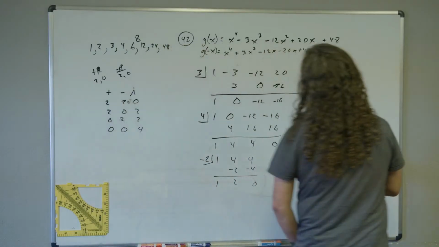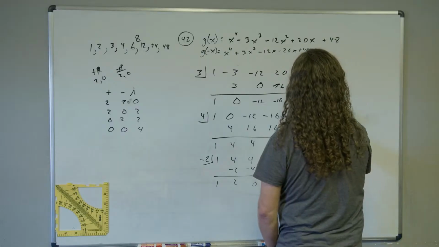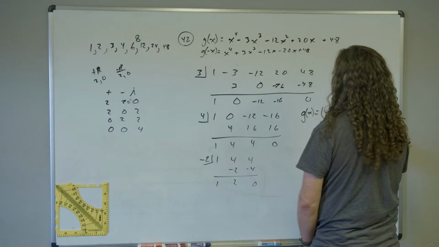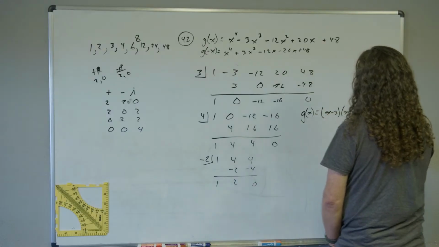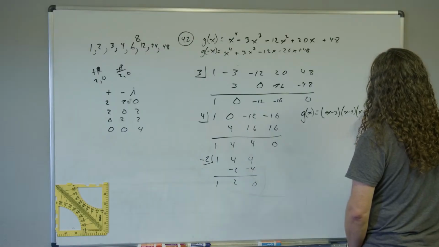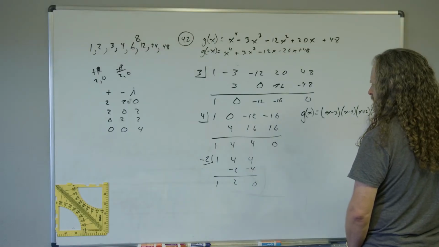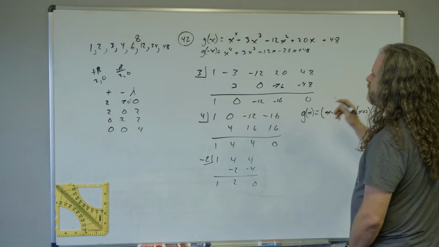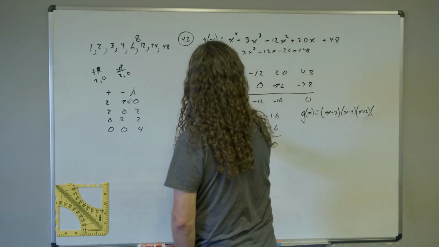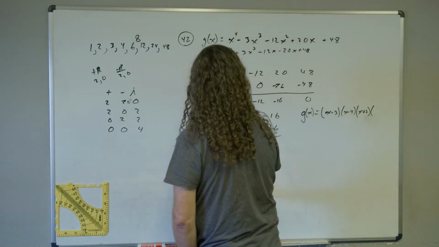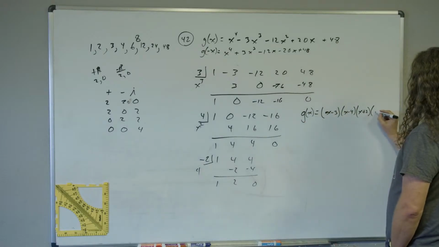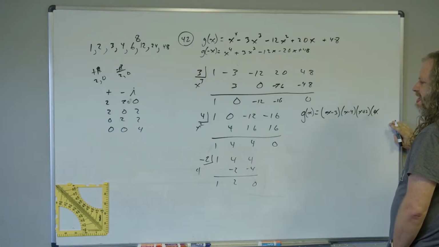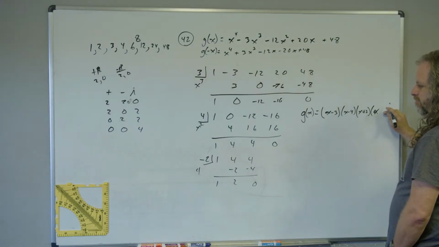Now we have factored this into g of x equals x minus 3 times x minus 4 times x plus 2 times x. This would be x cubed, this would be x squared, this would be just an x. We're missing a negative real still.